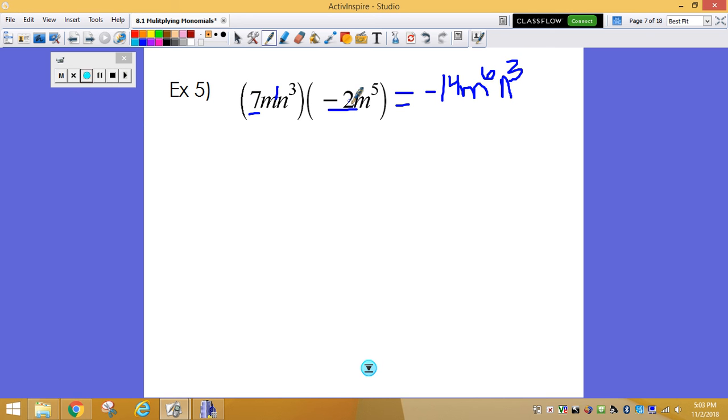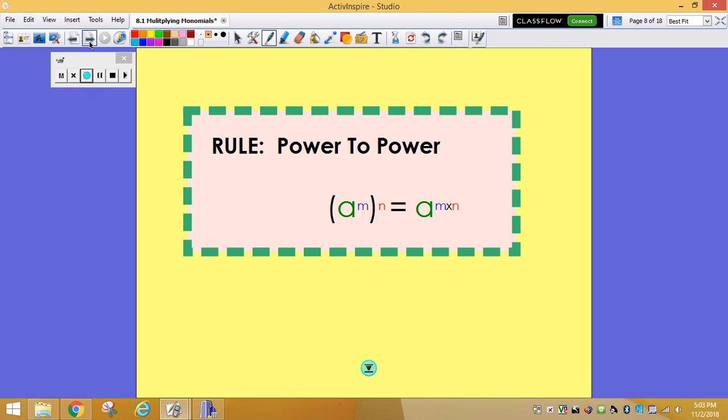So I multiplied 7 times negative 2 and got negative 14. I added my m's. 1 plus 5 is 6. There was not another n, so I just brought that n over. Alright, so that's the rule for multiplying.